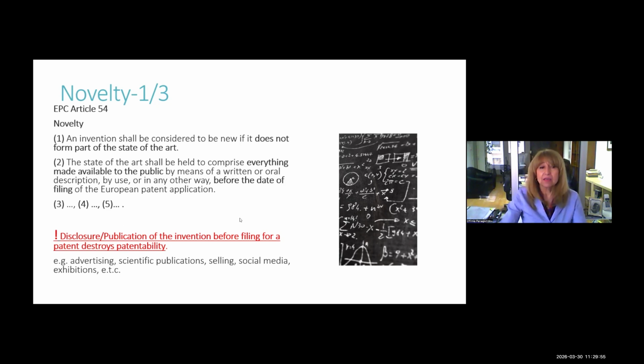So the red flag here is disclosure: publication of the invention before filing for a patent destroys patentability. Professor Ogrinis mentioned that problem earlier when he said that the universities press the researchers to reveal, to make publications, to make scientific papers, etc. So this is a real problem because all these acts such as advertising, scientific publications, selling of the product, social media, exhibitions, etc., all these acts, if made before the filing of the application, destroy the novelty of the patent. You cannot get a patent if you have made any kind of publication or disclosure of the invention before you file for the patent. So this is number one. If you are about to keep one thing from this presentation today, please keep this one. Do not make any reveal of the invention before you file for the patent.